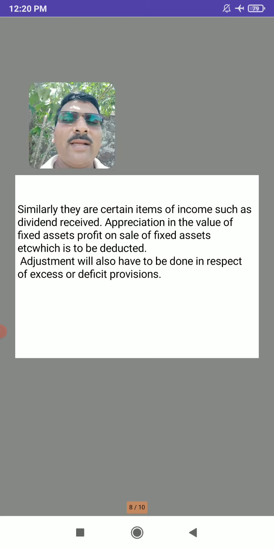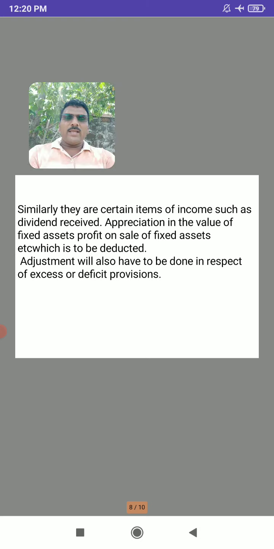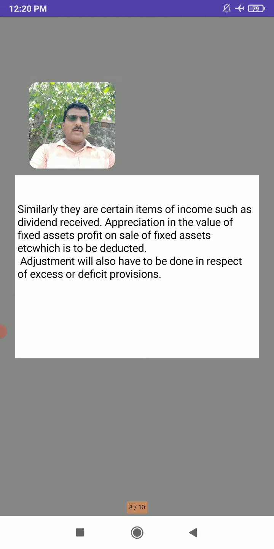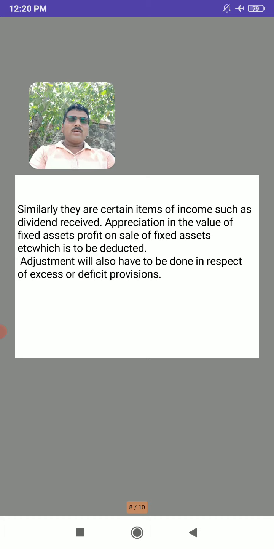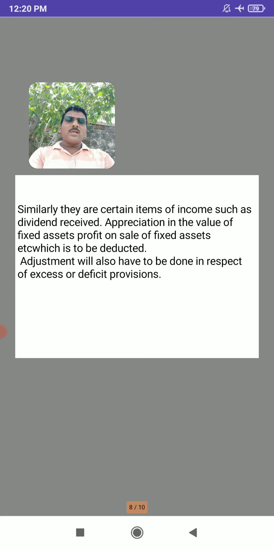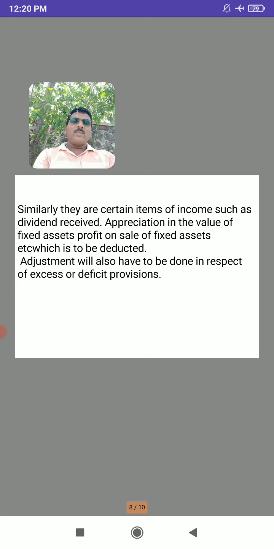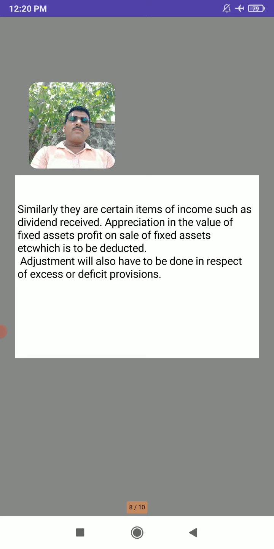balance after adding the non-operating expenses to the net profit, the closing balance of P&L account, and from that we have to deduct the appreciation in the value of asset, profit on sale of fixed asset, etc. Then the adjustment will also have to be done in respect of excess or deficit provision. So here how this statement form is prepared, we will see.